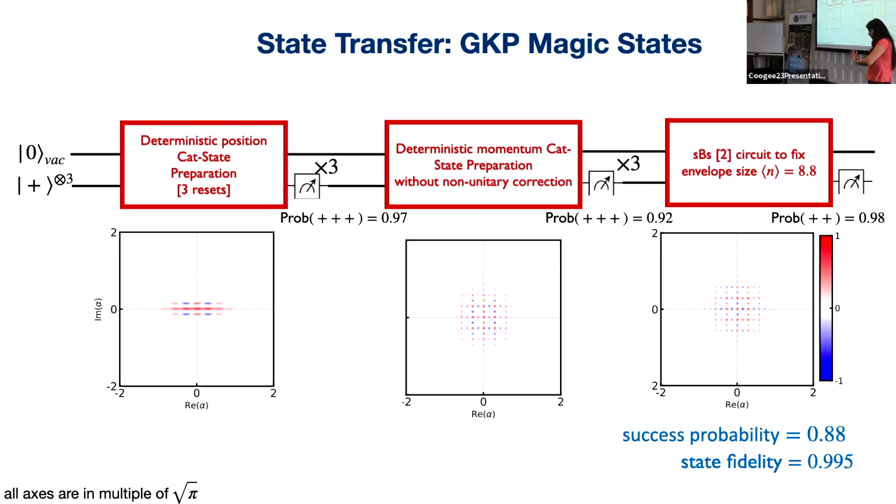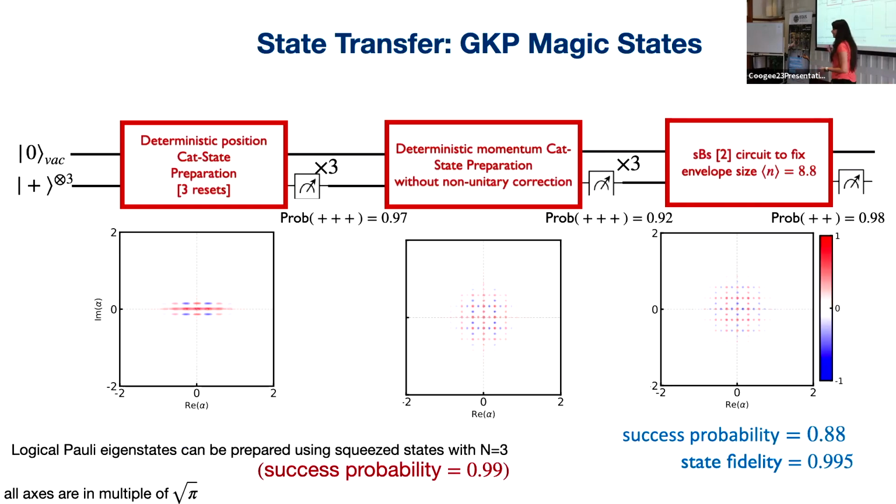Now, that was the logical magic state. What about logical Pauli eigenstates? For the Pauli eigenstates, things are much simpler. I'm just going to talk about one of those, the states which I showed you, the 0 logicals and the 1 logicals. For that, you won't start with vacuum. You start with squeezed vacuum. So it's basically a state stretched in X and squeezed in P, or stretched in P and squeezed in X. And if you run the same protocol only twice on that squeezed state, you get the GKP logical 0 state with success probability of 0.99. So you will easily make 0 logical states and plus logical states with this scheme.